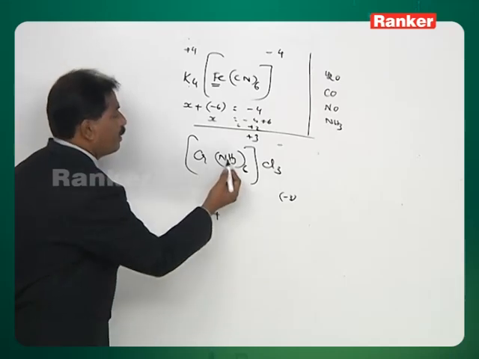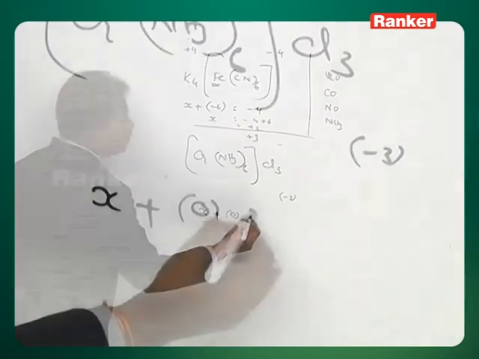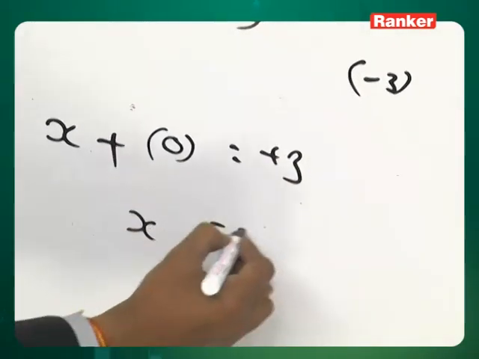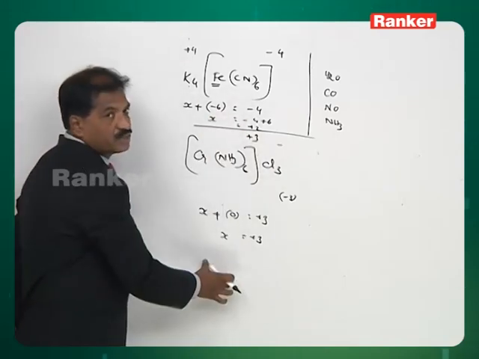Similarly, X. Ammonia. Each ammonia has oxidation state 0, neutral ligand. X plus 0 is equal to plus 3. Therefore, X is equal to plus 3. So, like that, for complex molecules, apply the principles in this manner.